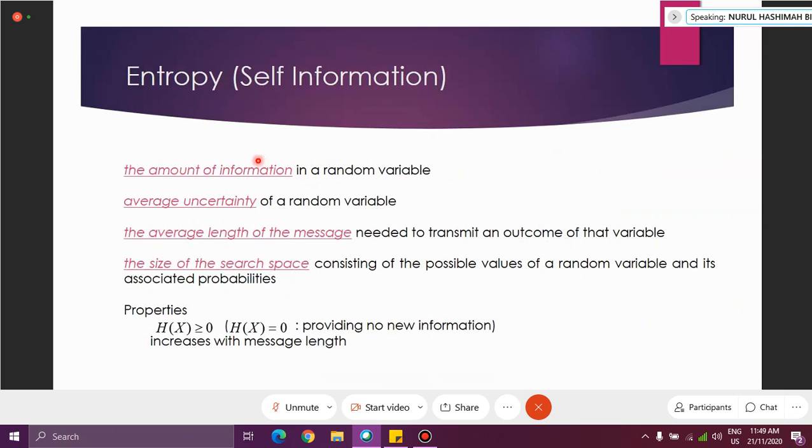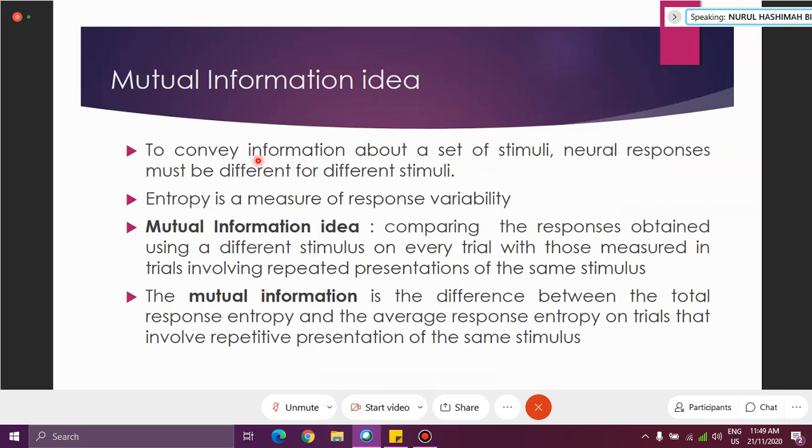Entropy is a measure of response variability.